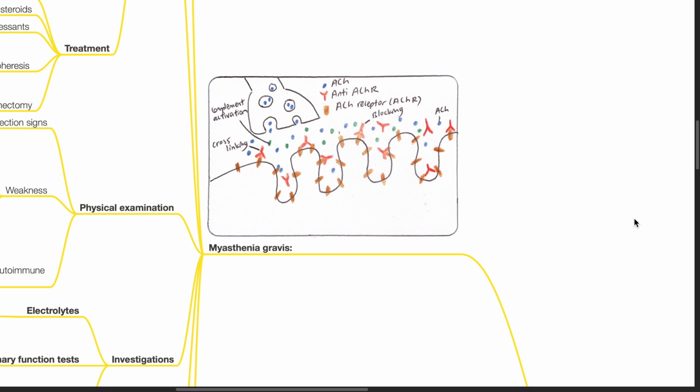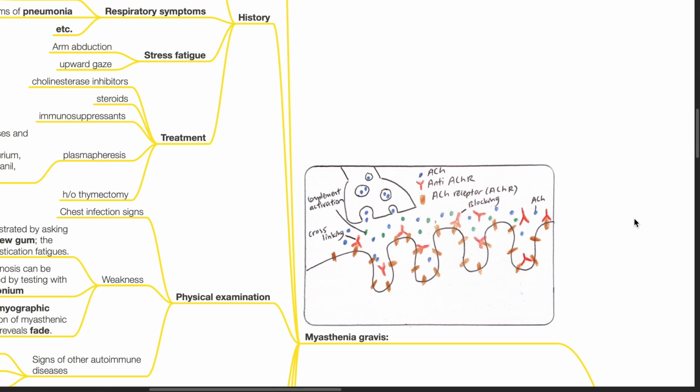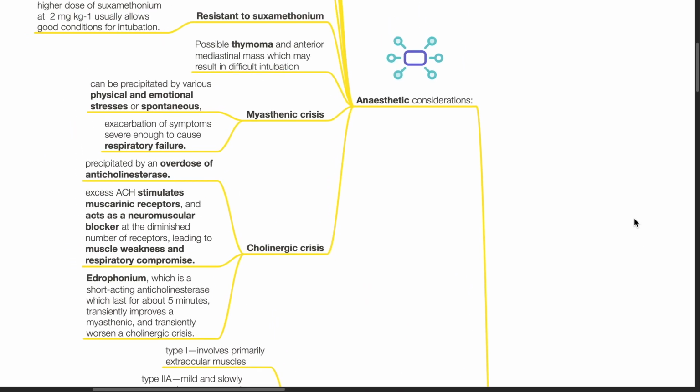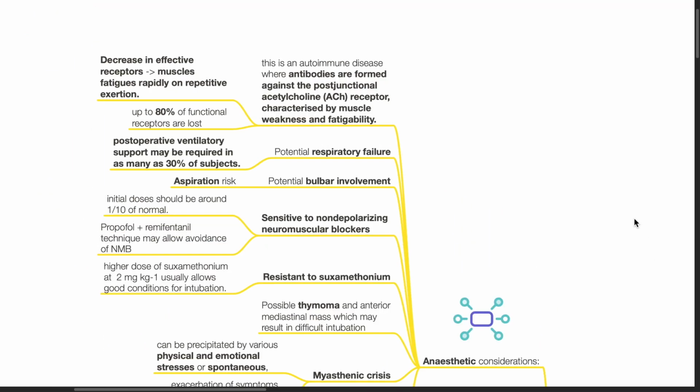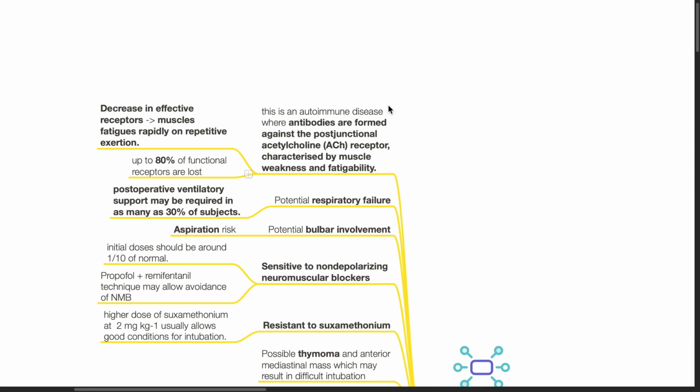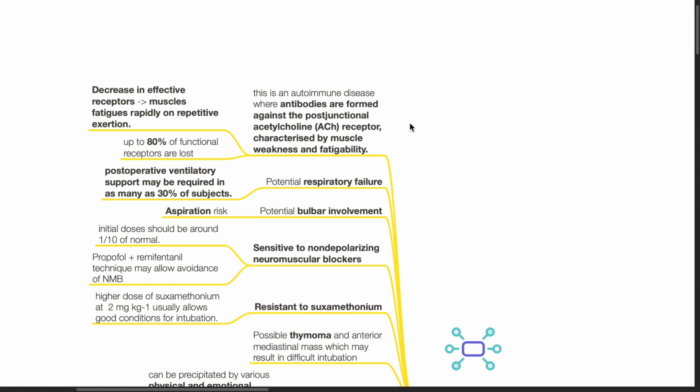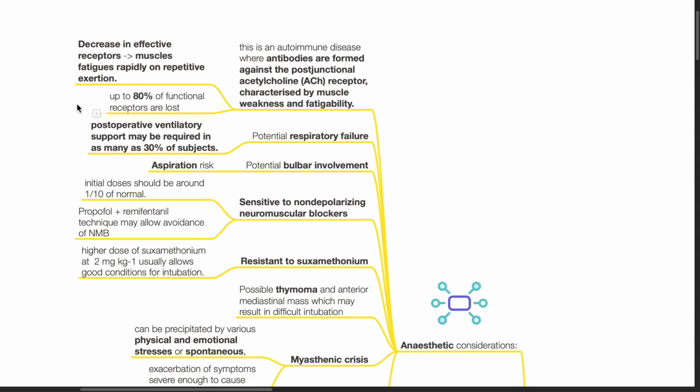Myasthenia gravis. Anesthetic considerations. Myasthenia gravis is an autoimmune disease where antibodies are formed against the post-junctional acetylcholine receptor and is characterized by muscle weakness and fatigability. A decrease in effective receptors results in muscles which are easily fatigued on repetitive exertion. Up to 80% of functional receptors are lost prior to symptoms occurring.